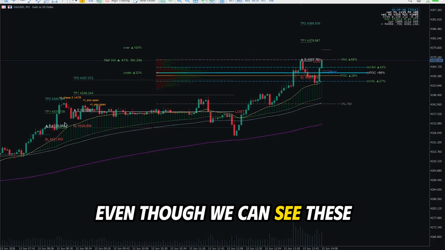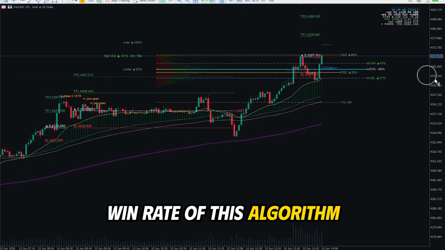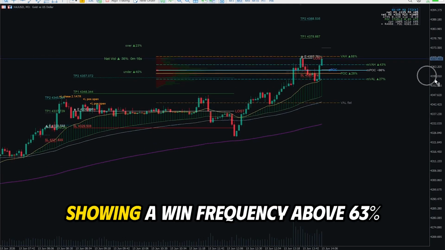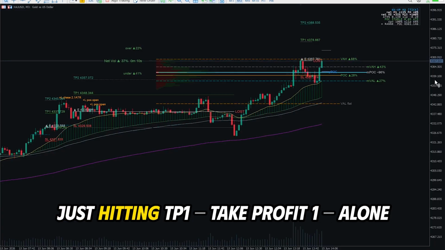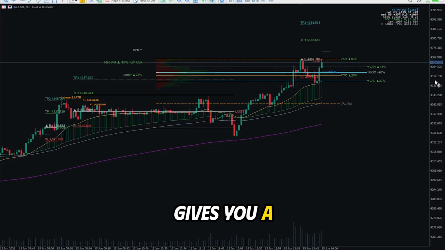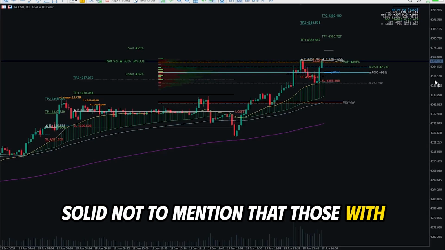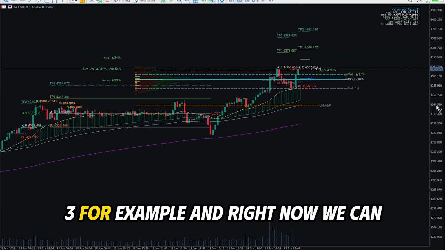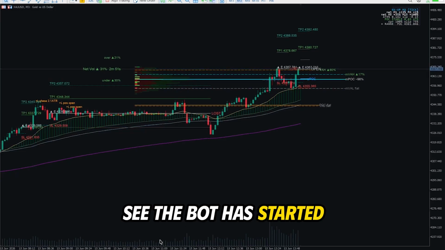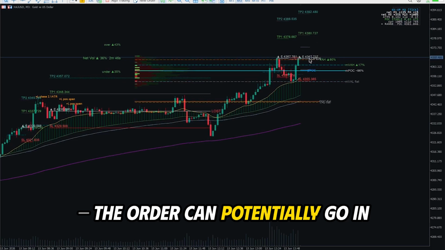Even though we can see these short-term losing trades on M3, the win rate of this algorithm is relatively high, showing a win frequency above 63%. Just hitting TP1, take profit 1, alone gives you a profit factor that's already quite solid. Not to mention that those with stronger trading discipline tend to aim for a higher risk-reward ratio, like 3 for example, and signaling another fairly attractive. The order can potentially go in here.